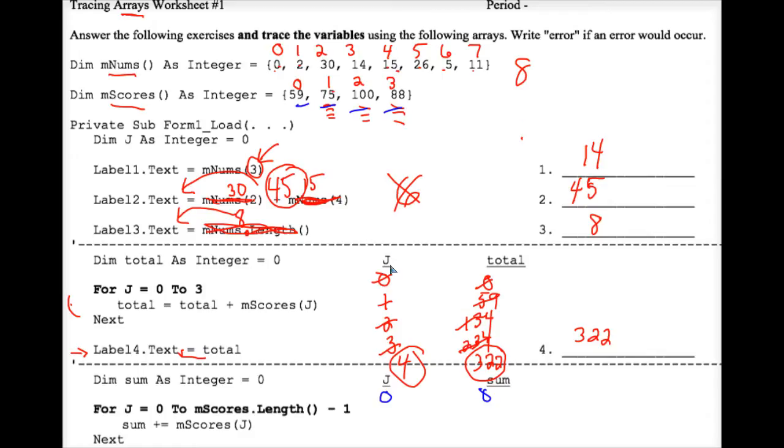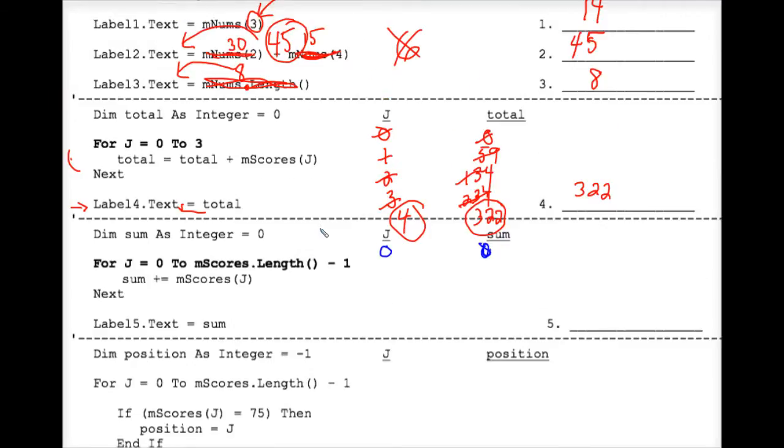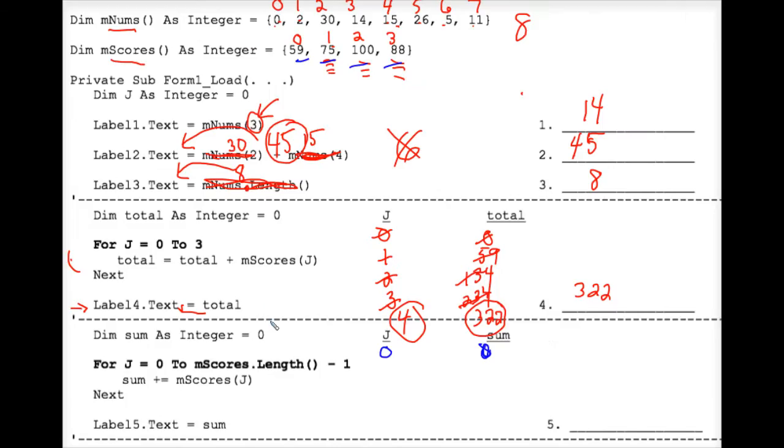Let's look at this next code segment that we started. Both these variables are starting at 0. We use a plus equals, which is really the same thing as up here, only instead of the variable named total, we have a variable named sum. So what's m scores j? M scores j is currently, j is a 0, so I'm coming up here to 59. That 59 is adding into sum because of the plus equals.